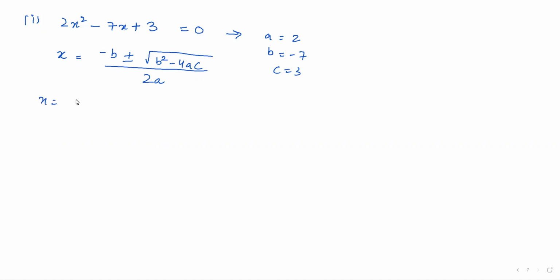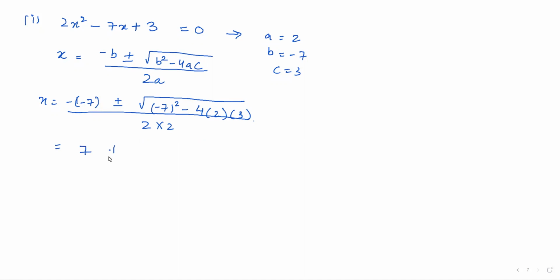So x is equal to minus b, that means minus of minus 7, right? Then plus minus under root b square minus 4ac: minus 7 whole square and minus 4 into 2 into c is 3, and whole divided by 2a. So that means 2 into 2. Clear? So this is minus and minus 7 will become 7. Then plus minus under root minus 7 whole square means 49, right? Minus minus will get absorbed in the square.